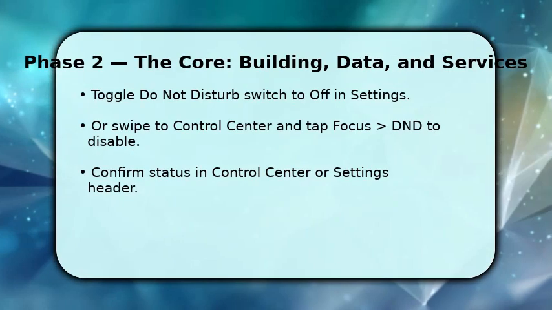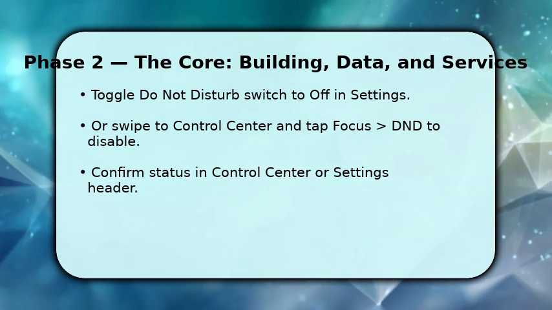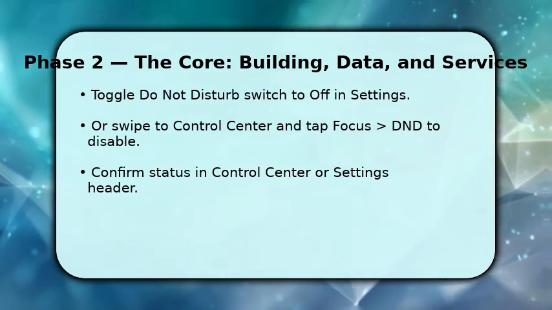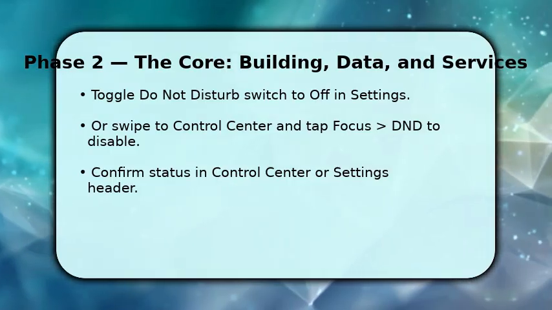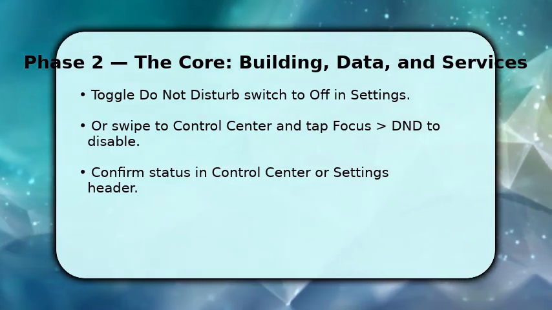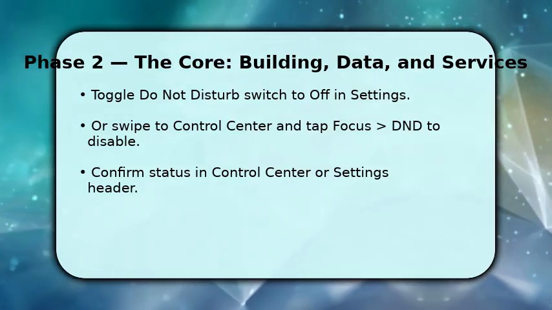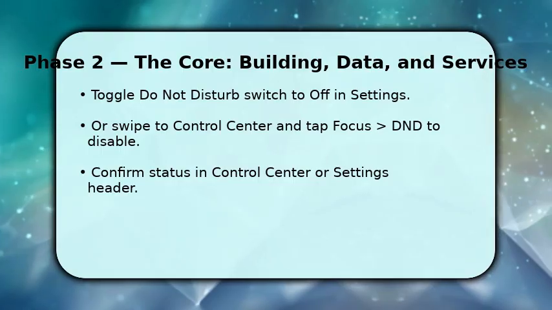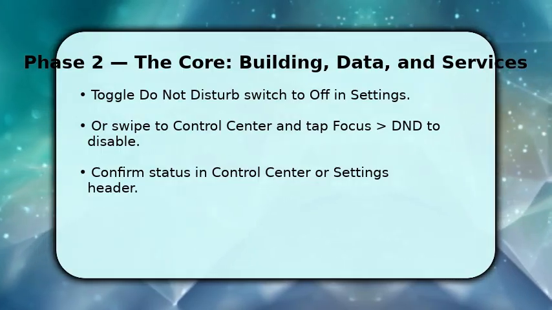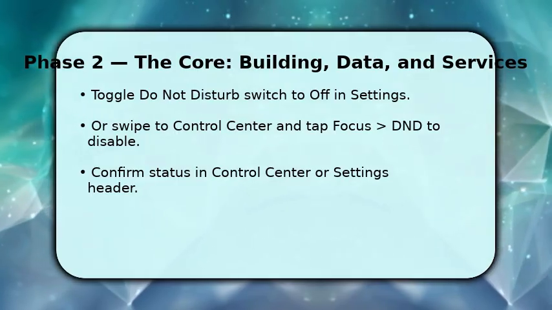Now, turn DND off manually so notifications resume. In Settings, Focus, Do Not Disturb, flip the toggle to Off. Alternatively, swipe down for Control Center, open Focus, and tap Do Not Disturb to disable it immediately. You do it both ways depending on convenience, Settings for a thorough check, Control Center for speed. Make sure the crescent icon or focus label no longer appears. That confirms your phone will ring and notify you again.